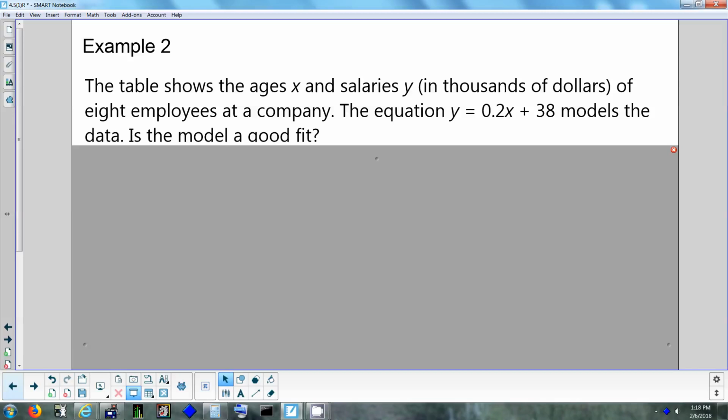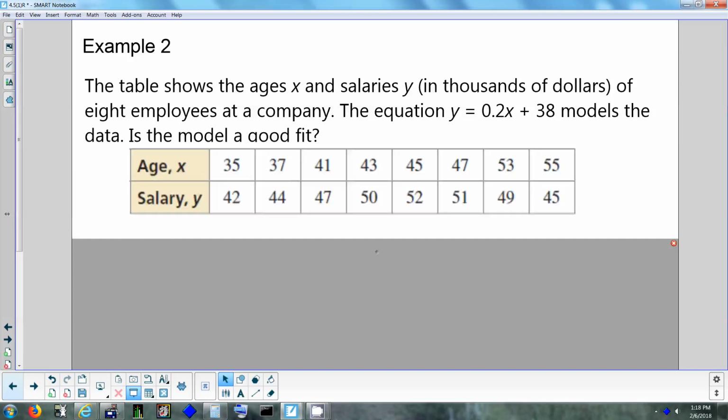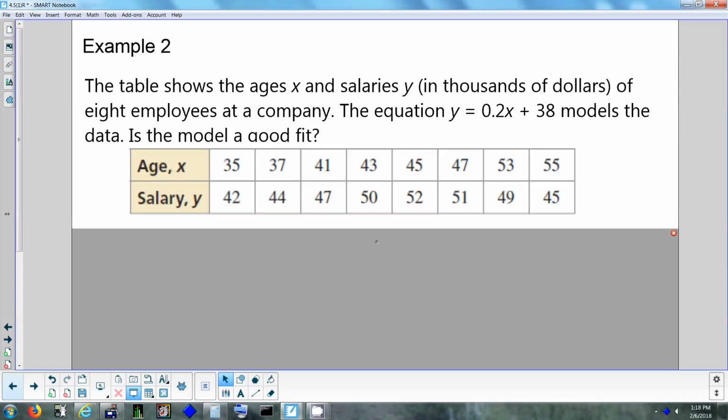It says the table below, which you already have in your notes, shows the ages and salaries of different employees at a company. So somebody that's 35 years old, does it say they're making $42? $42,000. Thousands of dollars, right? Somebody who's 47 at this company makes 51,000. And they already gave us the model. That's the model right there.